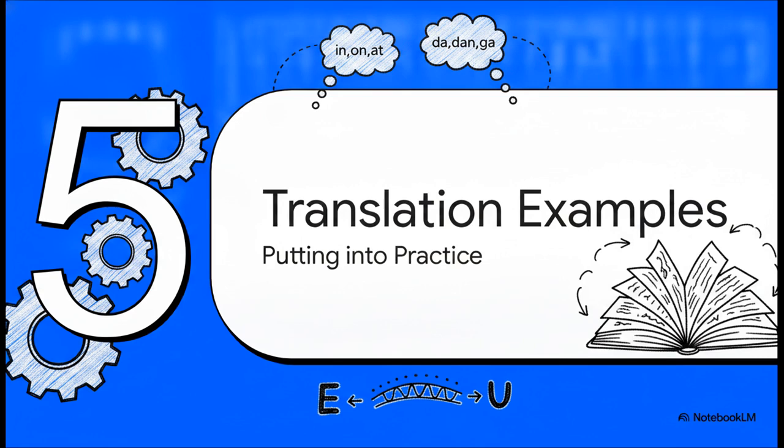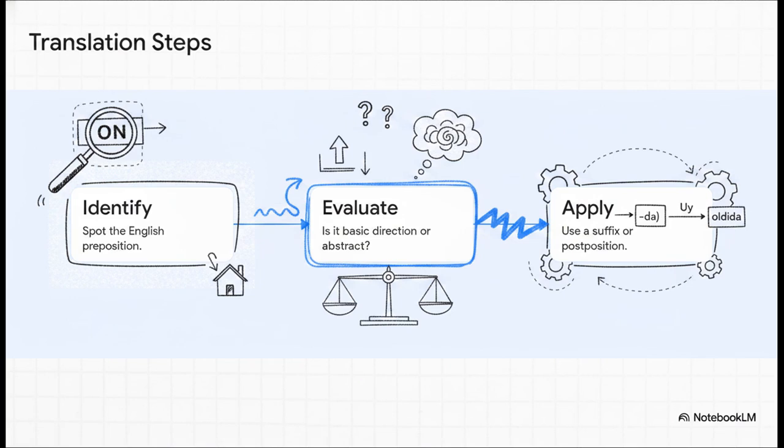All right, Section 5, Translation and Practical Examples. Let's look at how a bilingual speaker or a dedicated language student applies this comparative knowledge fluidly in real time. How do we take all this theory and put it directly into practice? Well, this mental three-step process is literally the exact framework a bilingual speaker uses. First, you spot the English preposition. Next, you evaluate its weight. Is it basic direction, or is it something more abstract? And finally, based on that evaluation, you dynamically switch from the analytic English mindset to the agglutinative Uzbek mindset, deploying either a suffix or a postposition at the end of the noun.